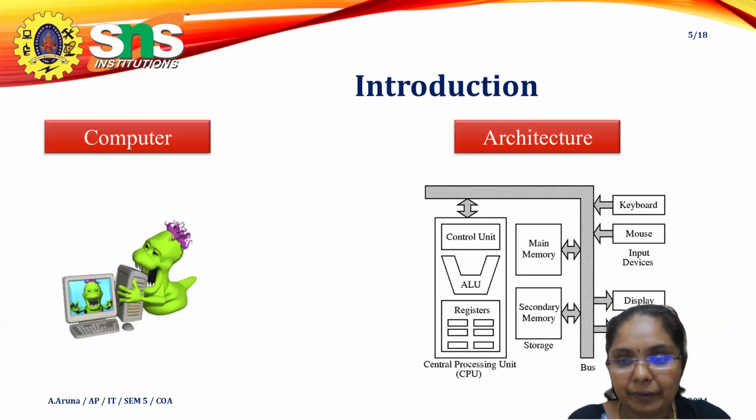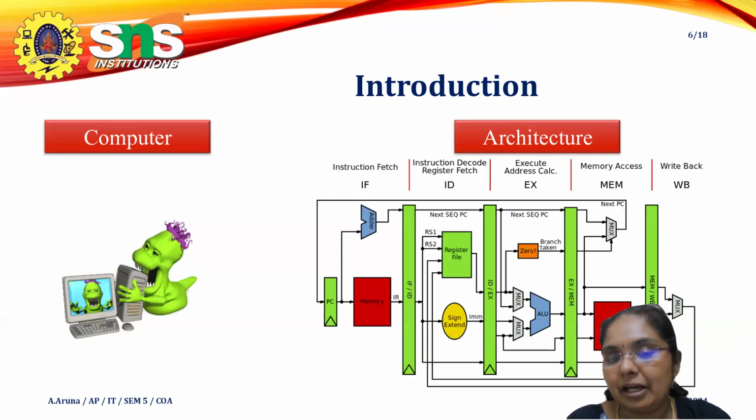So this is a computer, and this is the architecture, the internal components of our computer system. These are the units present inside your processor, and this we call the architecture, because it has a fetching unit, decoding unit, execution unit, memory unit, and write back unit. This entire set of units we call an architecture.